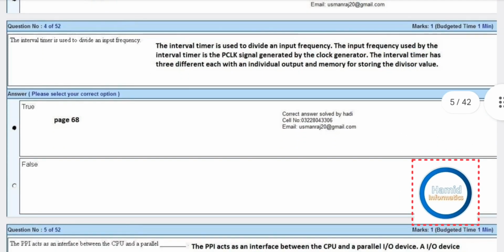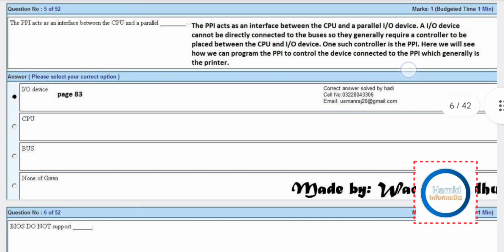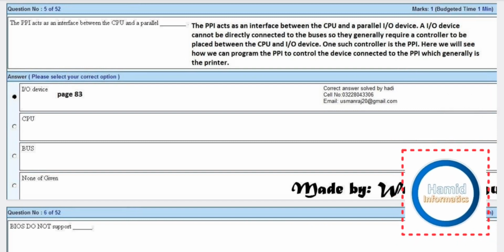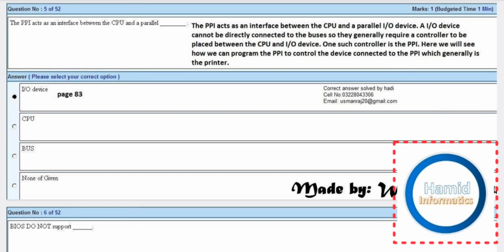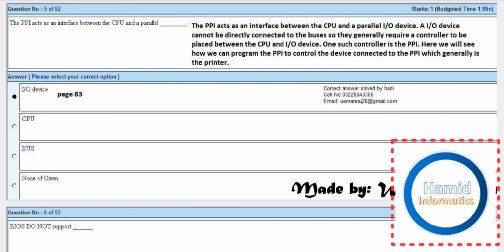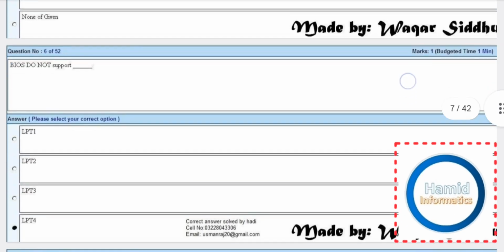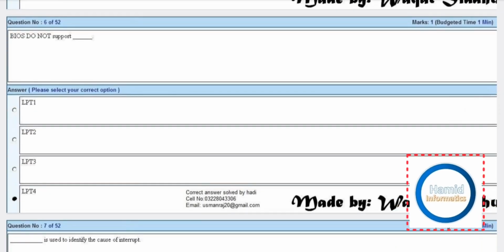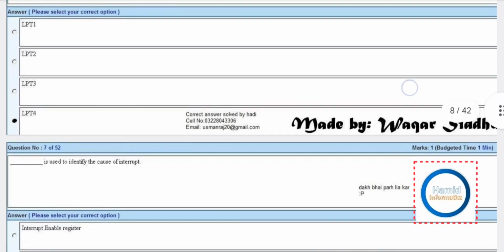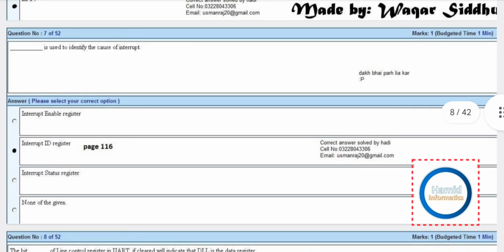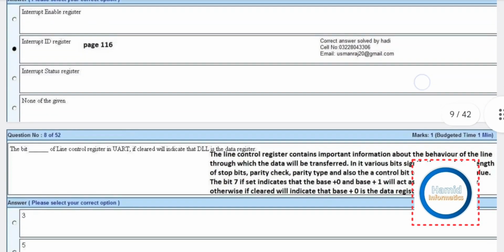Next is the interval timer is used to divide an input frequency, and the answer is true. Next is the PPI acts as an interface between the CPU and a parallel I/O device. Next is BIOS does not support LPT4. Dash is used to identify the cause of interrupt, and the answer is ID register.